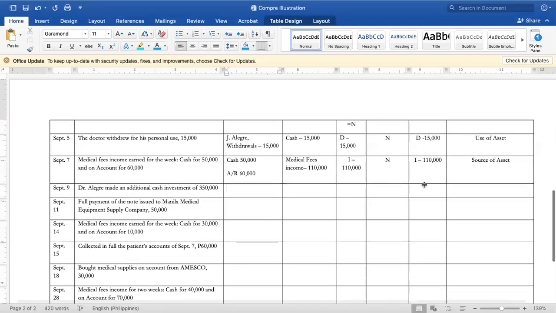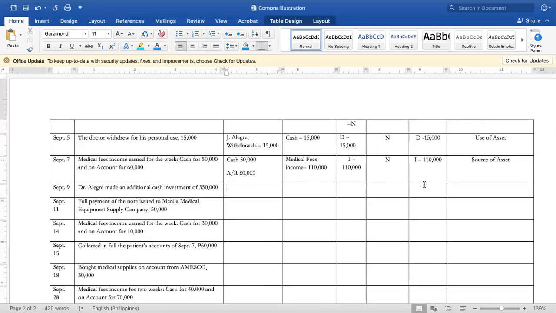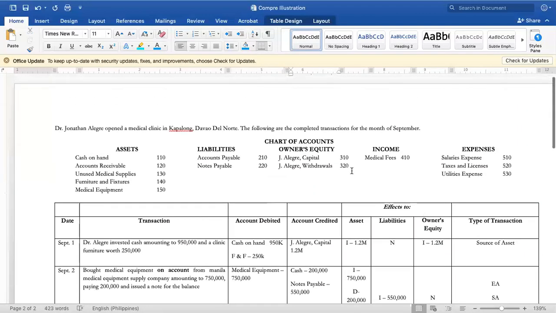Next, Dr. Alegre made an additional cash investment. So Dr. Alegre added 350,000 to our clinic. Right? Medical clinic. So therefore, with the additional cash investment of Dr. Alegre, what did we receive from Dr. Alegre? We receive cash. How much? 350,000. What did we give? So by giving additional cash investment, the capital account of Dr. Alegre will also increase. So that is J Alegre Capital.